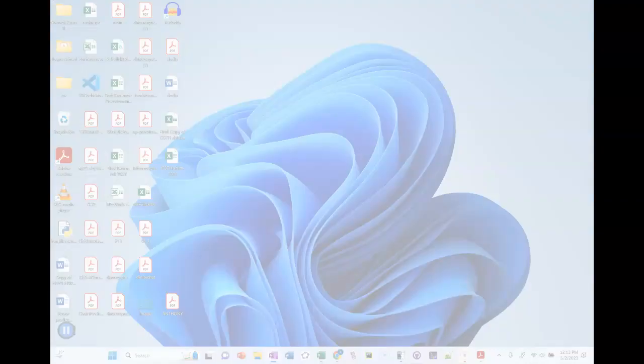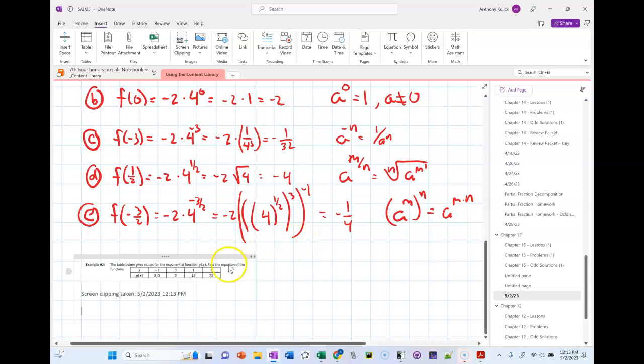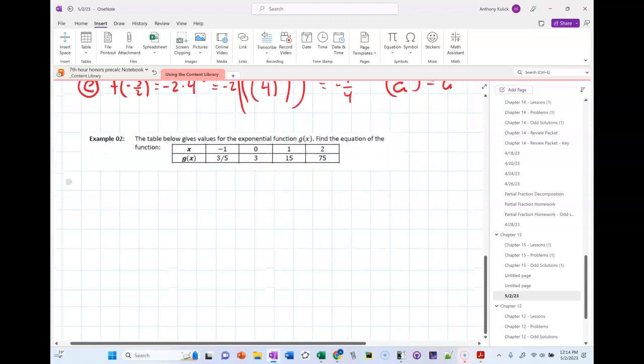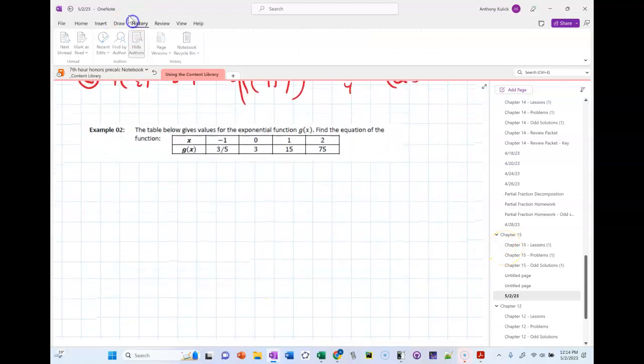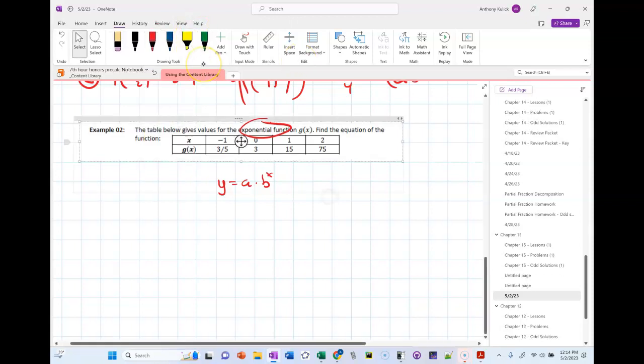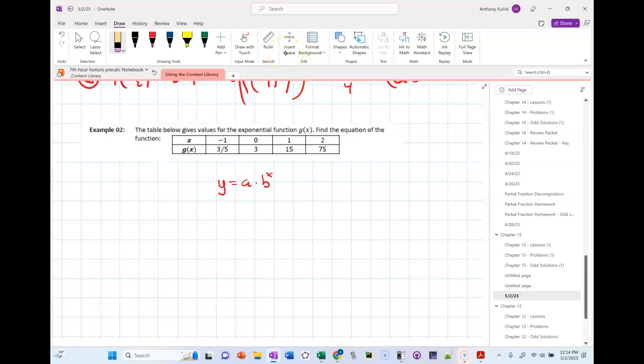Next example here, we're going to take some points and write the exponential function that represents those points. So it's asking for an exponential function. That's going to be something that looks like y equals a times b to the x, right? Of these points in our table, which ones am I going to be most interested in? Any of them will work, but 2 of them are going to make life easy. 0, 3, and 1, 15.